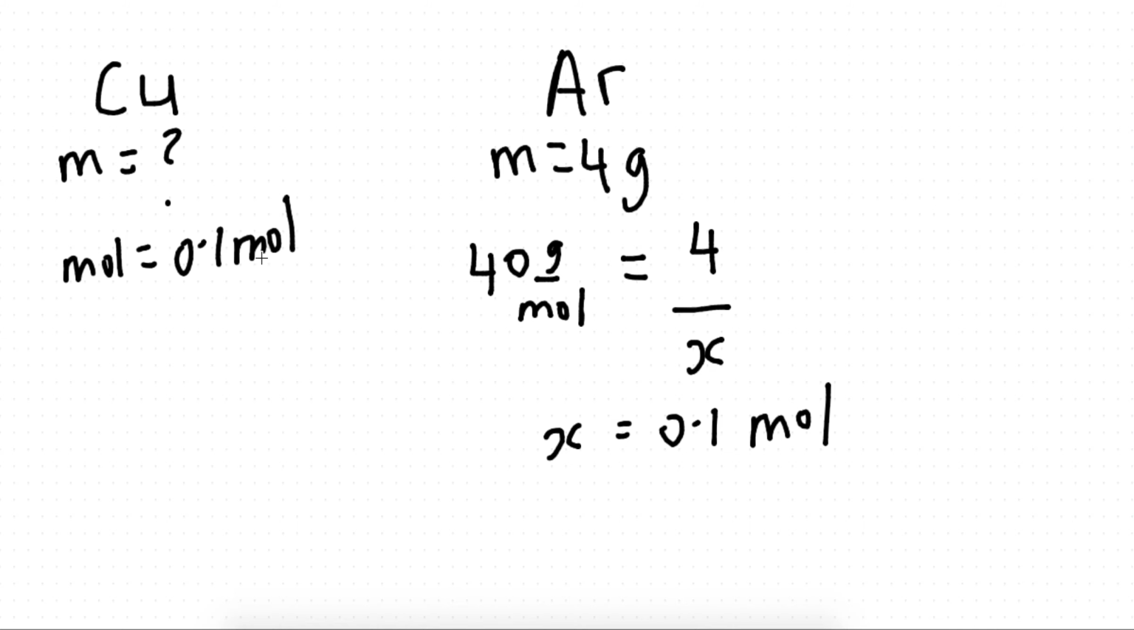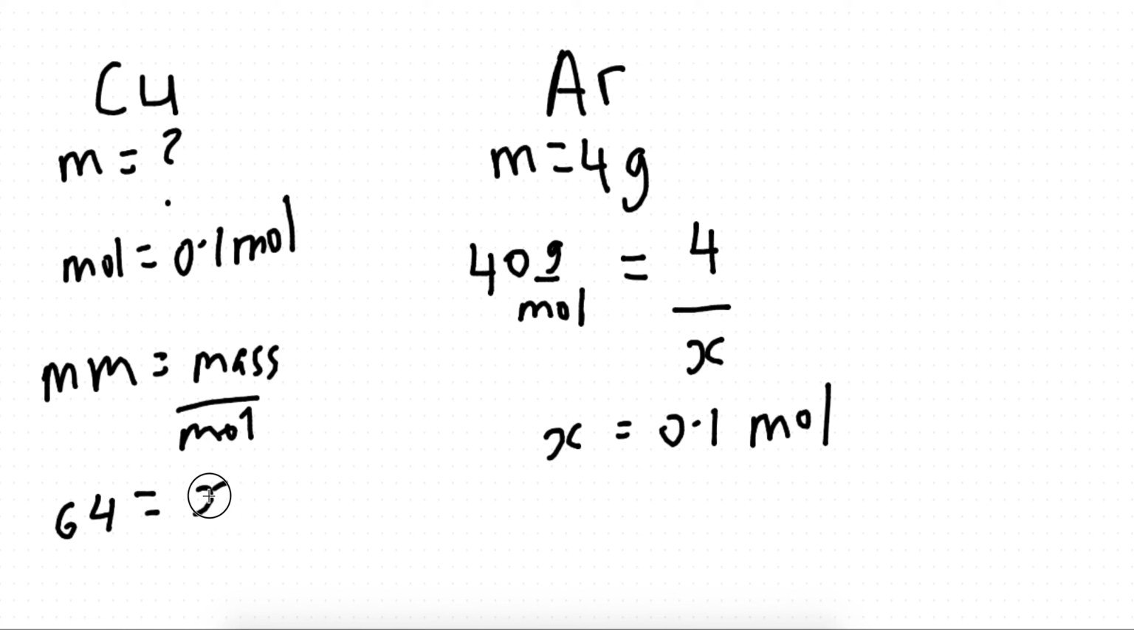What does the question want us to find? The mass. So think, we have the moles of copper. We know the molar mass of copper by looking at the nuclear number of copper. So molar mass equals mass over mole. Molar mass of copper is 64. Mass we need to find, so x, number of mole is 0.1. To find the mass, cross multiply. 64 times 0.1 is 6.4 grams.